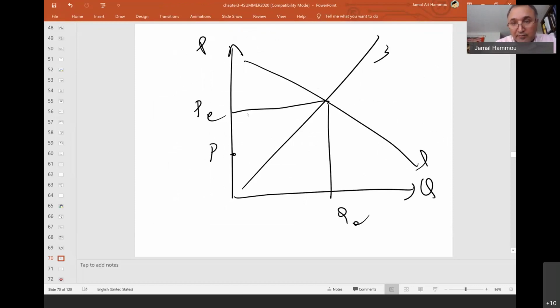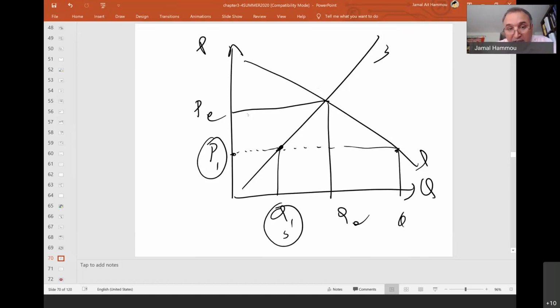Let's say P1 here. So first, I want you to know how to get the quantity supplied from the graph. How can I get the quantity supplied? I just go all the way to the graph here. This is the supply curve, go down. That's QS1. At the price of P1, I have QS1. Then I keep going to the demand curve. That's QD1. So at the price P1, I have two different quantities. One is quantity demanded and one is quantity supplied. They are not equal. But also, QD is greater than QS.